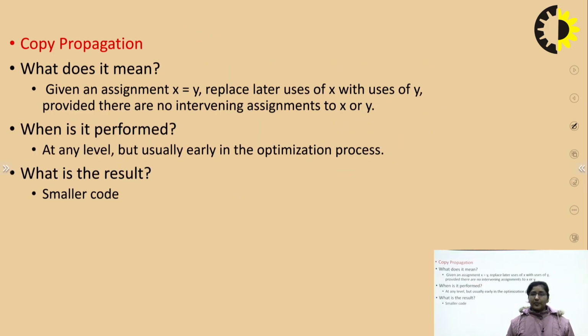First one, it is the copy propagation. We are discussing all these techniques in detail one by one. Copy propagation. Now, what does this copy propagation mean? For example, we are having an assignment x = y. Now, replace later uses of x with the uses of y, provided there are no intervening assignments to x or y. If I am writing over here x = y, then I can replace the later uses of x with y. And there should not be any intervening assignments of x or y.